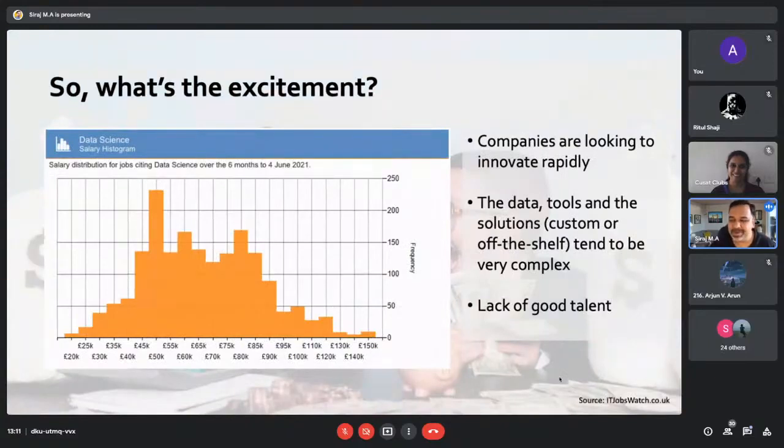Again, same source, itjobswatch.co.uk. If you look at the chart, the histogram, this is showing a distribution of salaries for data scientists in the last 6 months, up to yesterday. There's obviously a peak in the middle, so there's a good chunk of people who get paid fairly well in comparison to a software developer, which is fairly high. But there are also people at the early stages, somewhere from 18, so minimum graduate salaries in the UK, up to about 45, 50K. And then some people on the far end too.